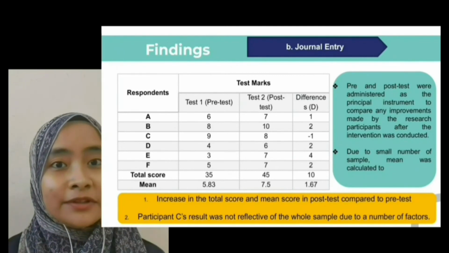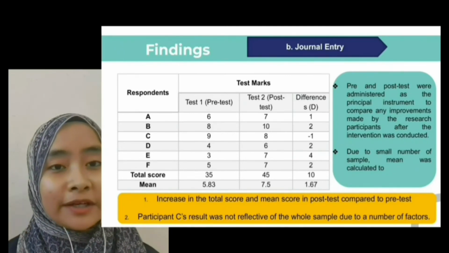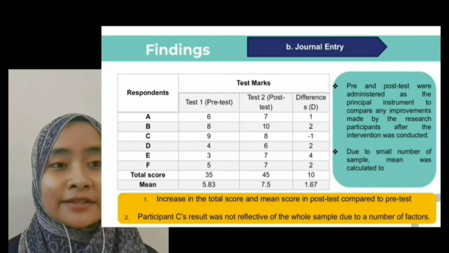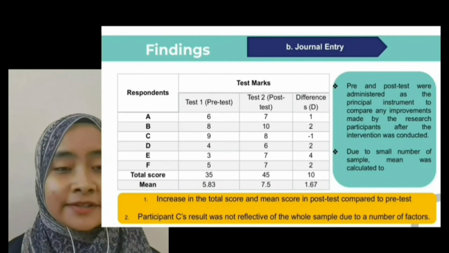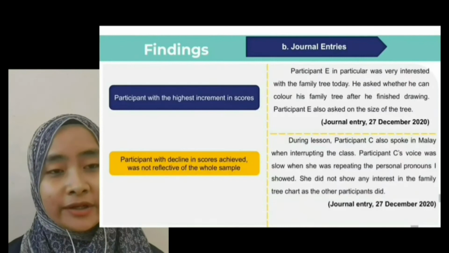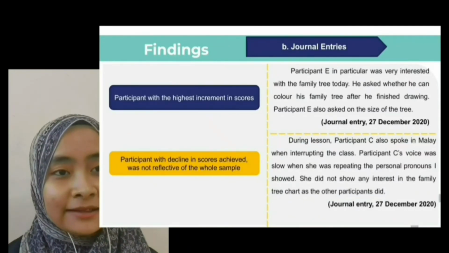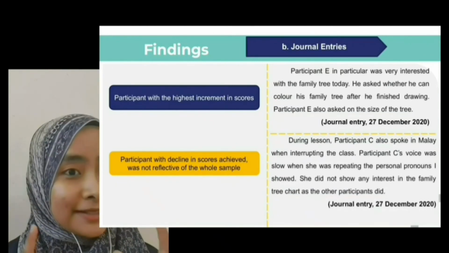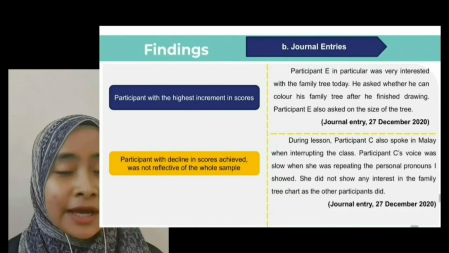On the other hand, the table showed that participant C was the only participant who experienced a decline in her score due to several factors, and her result was not reflective of the whole sample. One of the journal entries recorded on December 27th has explained that participant E in particular was very interested in the family tree chart today.